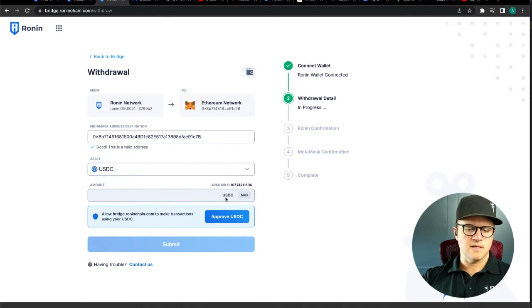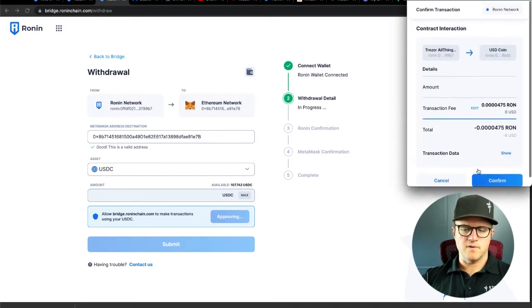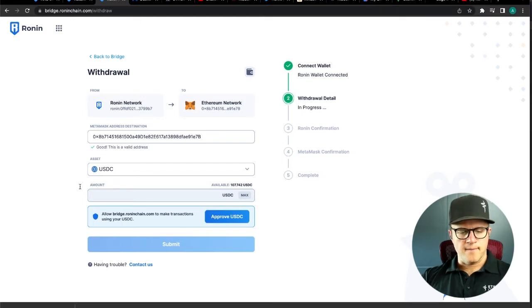Let's say 100. Actually, I have to approve USDC first, apparently. And that will cost me RON, so I'm not going to do this right now. But you get the picture, guys. That's how that works. It's brand new. It is a new version of the bridge.